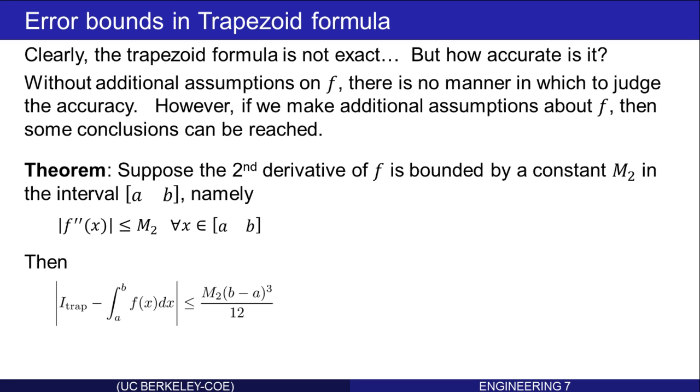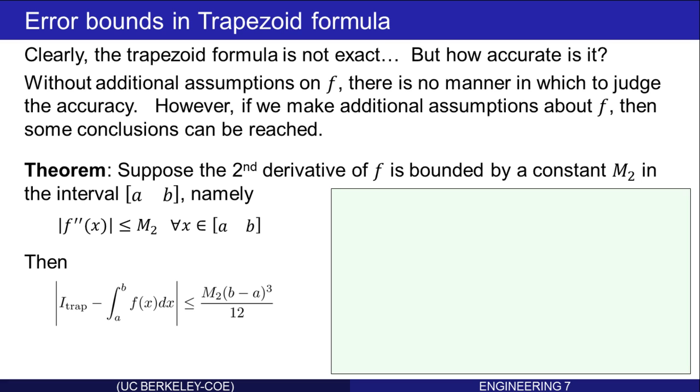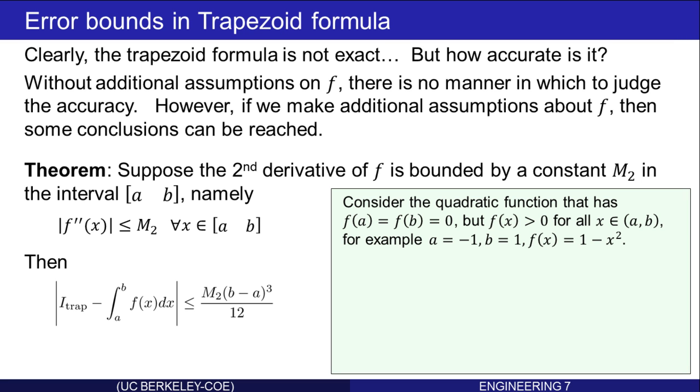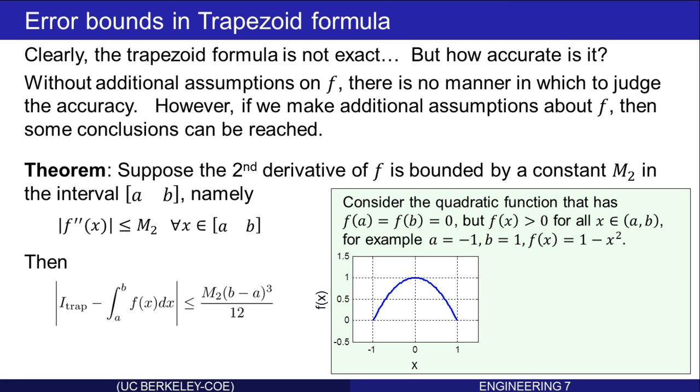It's just a simple calculus argument, but let me show you one way to interpret it. Let's consider a quadratic function that has f of a equal to f of b equal to 0, but in between a and b, f is positive. For instance, let's take a equals -1, b equals 1, and f equals 1 minus x squared. There's a graph of it. At -1, the value of the function is 0. At +1, the value of the function is 0. But in between, the function is positive. The trapezoidal approximation will clearly give 0 because f of a is 0 and f of b is 0. So the trapezoid connecting those points is just the trapezoid of 0 height.